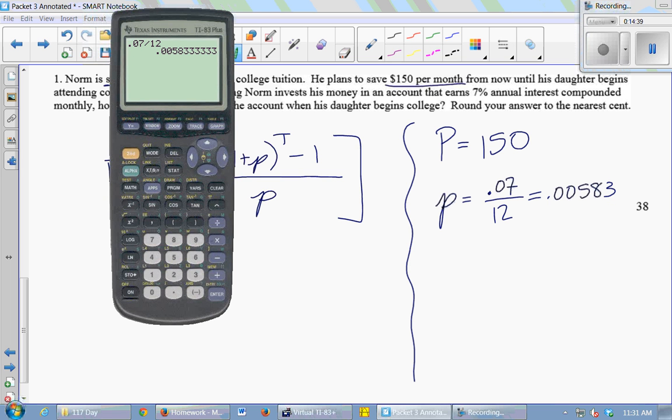5 until the end, right? And at the very last step, you round to the nearest penny, which should be 2 decimals.